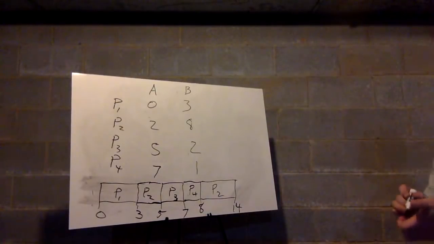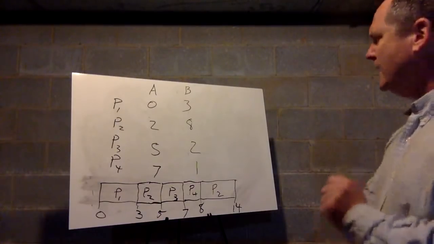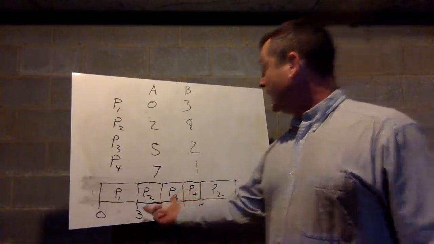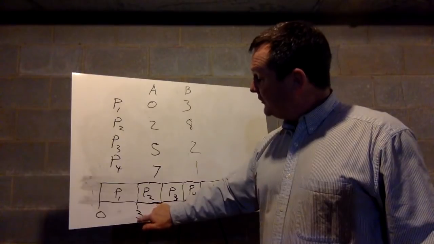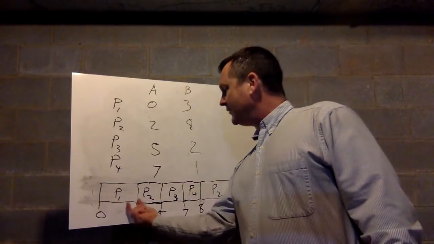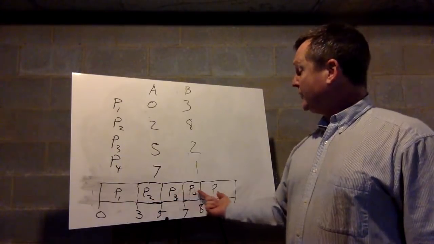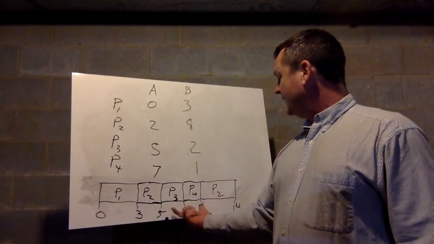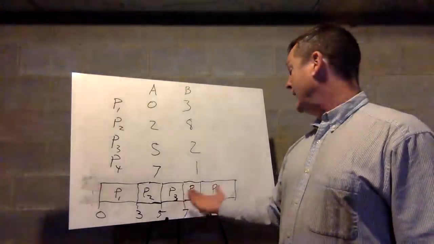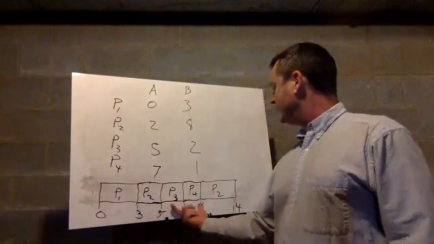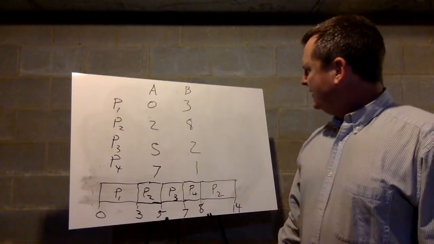So if you were counting waiting time for this schedule, let's pick P2 because it's the most interesting to think about. It arrived at time 2, but it didn't get to start running until time 3. So it had 1 millisecond of waiting time right in there. And then it got to run for a moment, but then other jobs with shorter bursts got in its way. So it had another 3 milliseconds of waiting time there. So its total waiting time is 1 plus 3 more, so 4 milliseconds of waiting time for that guy.